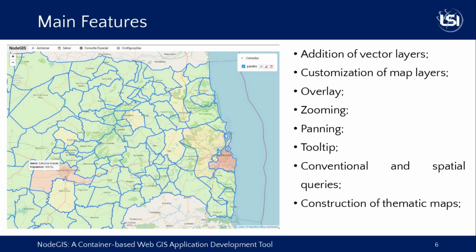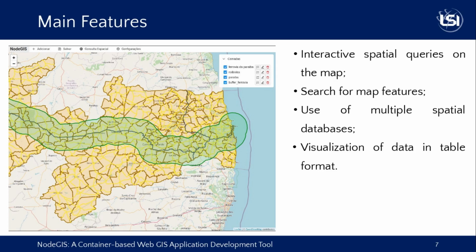NodeGIS offers several features that simplify the process of developing and deploying WebGIS applications. These features include adding of vector layers, customization of map layers, overlay, zooming, panning, tooltip, conventional and spatial queries, construction of thematic maps, as shown in the image on the left, interactive spatial queries on the map, search for map features, use of multiple spatial databases, and visualization of data in table format.